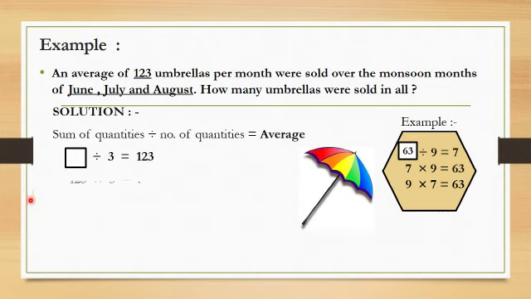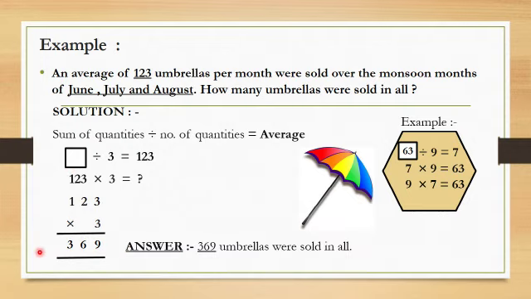Now the next step we have to do is multiply. 123 into 3 will give you the dividend, which is the sum of quantities. Now let us do the column method of multiplication. We will multiply 3 3s are 9 and write it over here, 3 2s are 6, 3 1s are 3. So the answer is 369. Now this 369 is the sum of quantities which we have found out. So the answer statement is 369 umbrellas were sold in all.